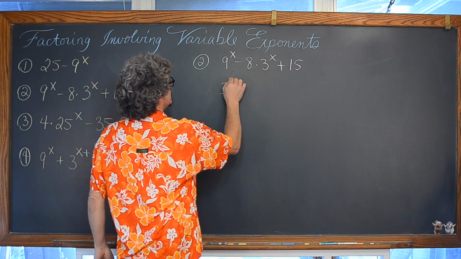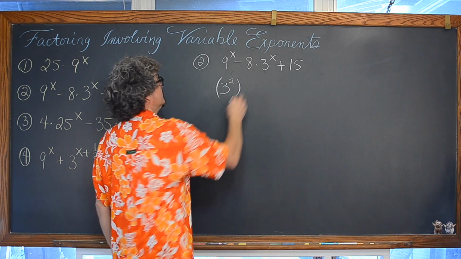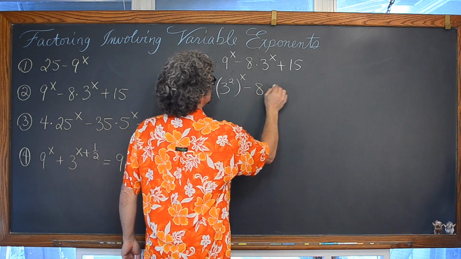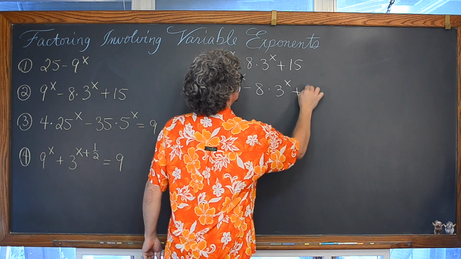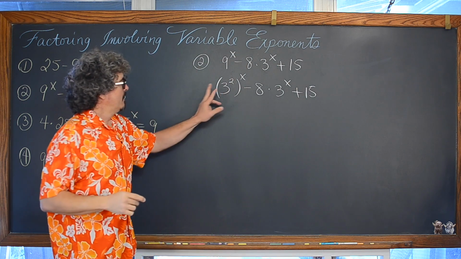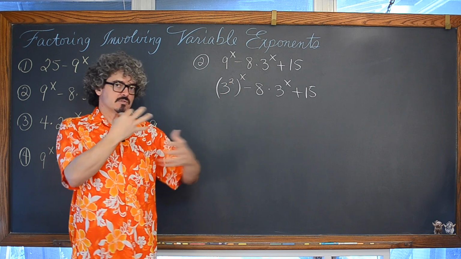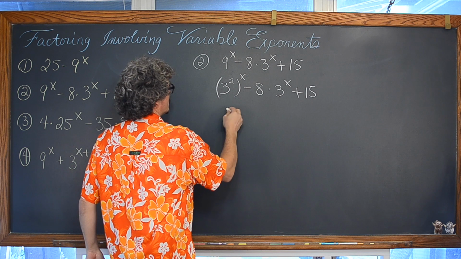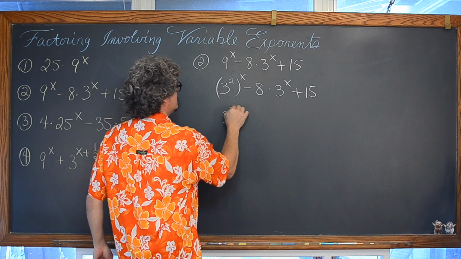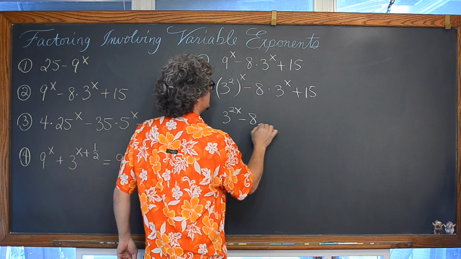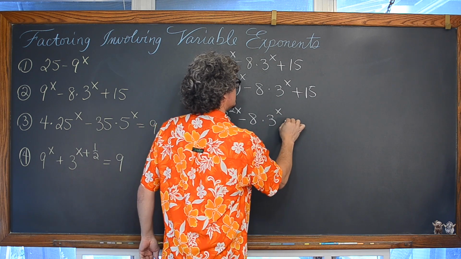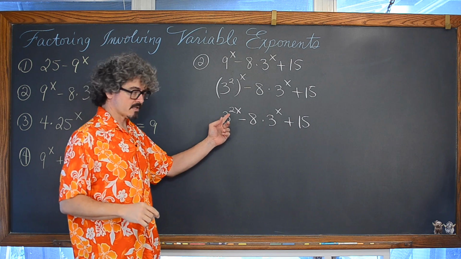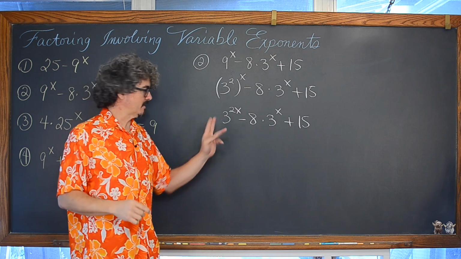So we have 3 squared, which is equivalent to 9. I'm just going to copy the rest. 3 squared to the x power minus 8 times 3 to the x plus 15. We're going to go ahead and bring this x down using the power property for exponents, which is going to be 3 to the 2x power minus 8 times 3 to the x plus 15. And we could write this as 3 to the x power, then all in that quantity squared, but I'm going to leave it in this format.